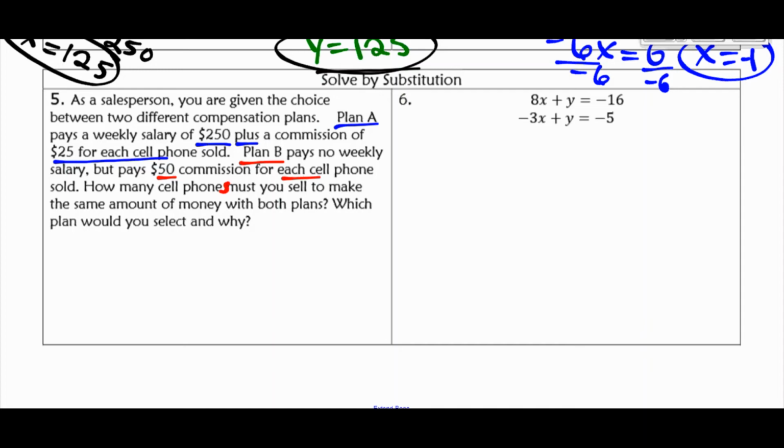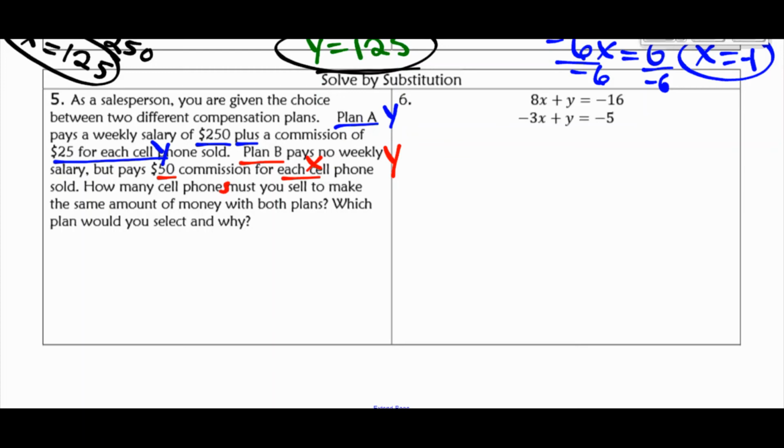Actually, we really don't even need two equations for this. I'll talk about that step later. But which plan would you choose and why? That's going to come in later once we figure out how many cell phones it actually takes to make these plans the same. So right now I want to think about what are my two things that I don't know. It's really the money that you're making from each plan, which I'm going to call Y, and the number of cell phones that you're selling. I'm going to call that X.